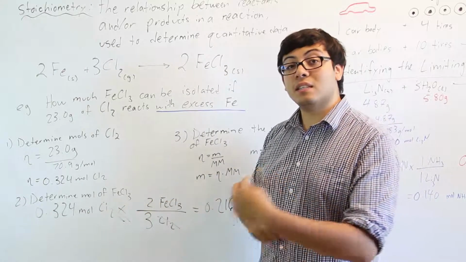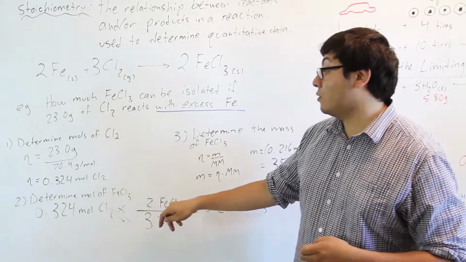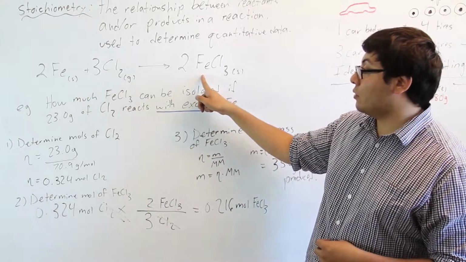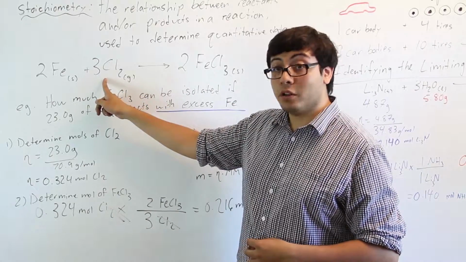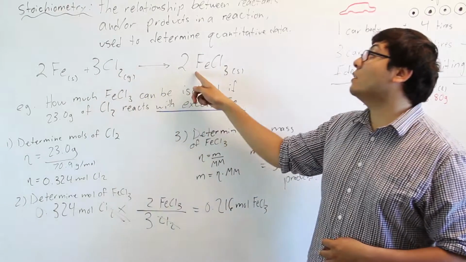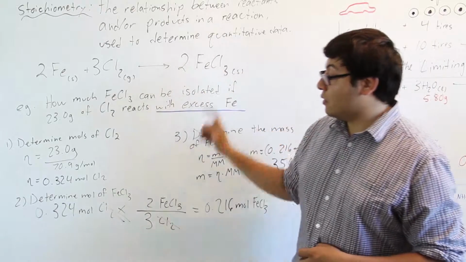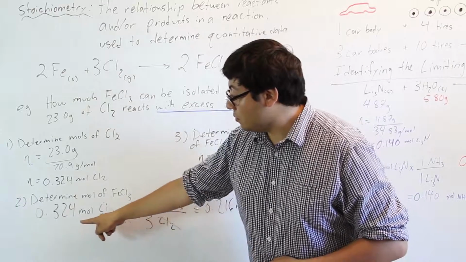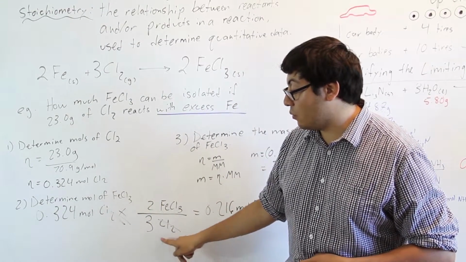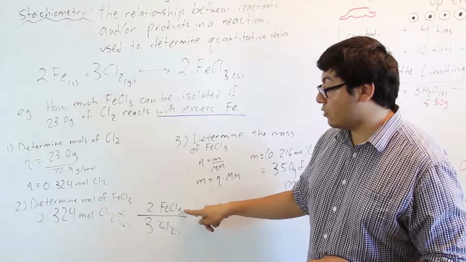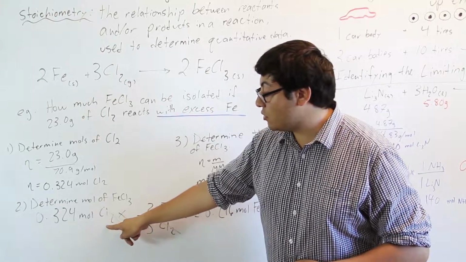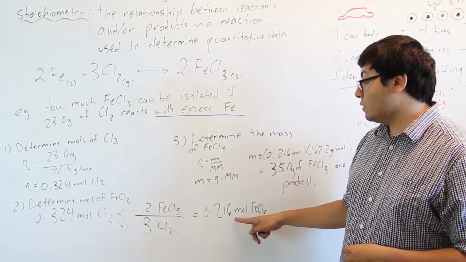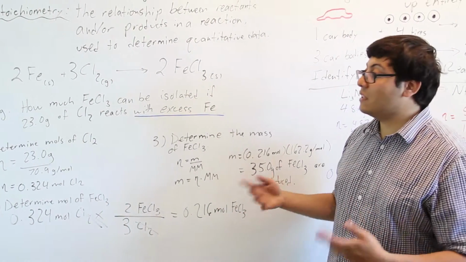We need to use that to somehow get into moles of iron 3 chloride. There exists a relationship between chlorine gas and iron 3 chloride, where for every 3 molecules of chlorine gas we use, we make 2 molecules of iron 3 chloride. So we can just use this ratio to switch our terms. This causes the chlorine gas to be crossed out when we put it in the bottom and introduces iron 3 chloride in the top. Essentially all we're doing is multiplying by 2 and dividing by 3 to get 0.216 moles of iron 3 chloride. That's not what the question was asking.